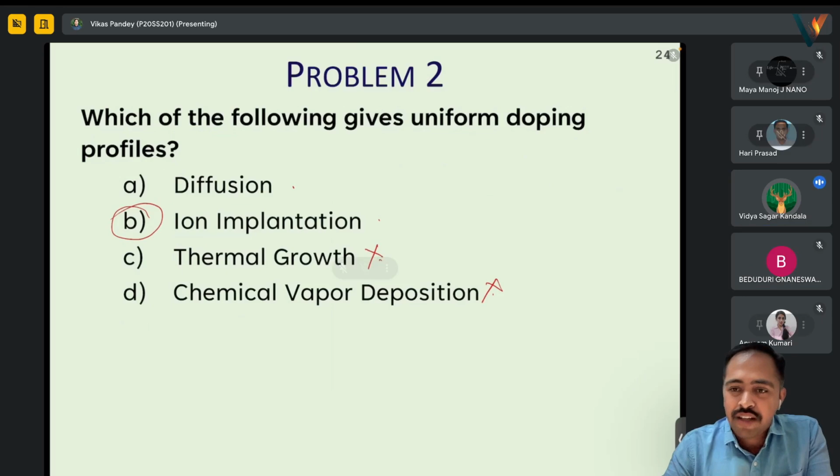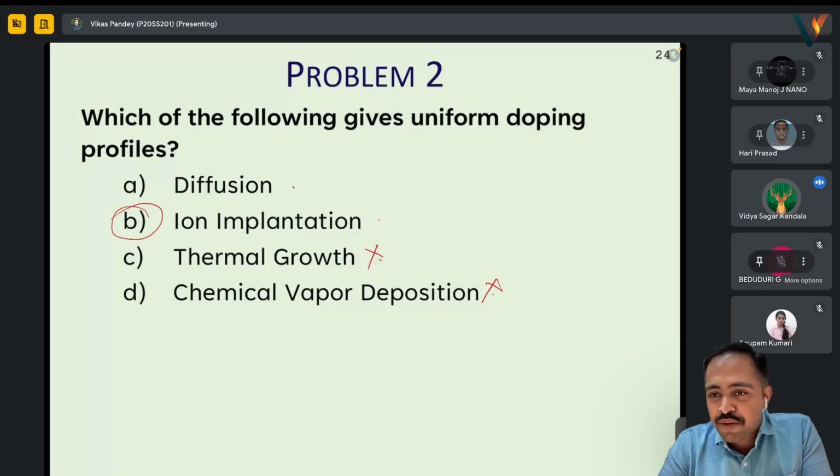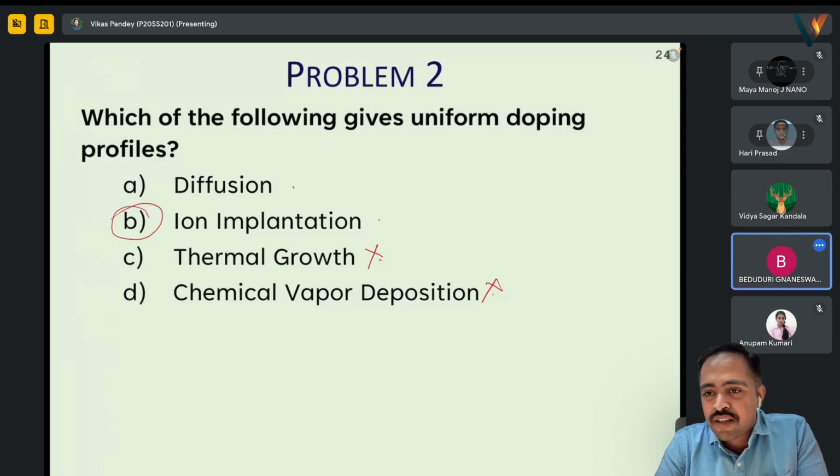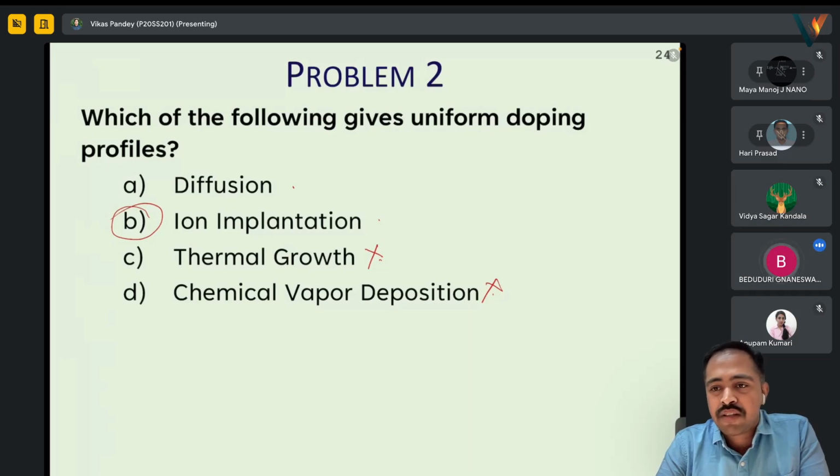Bediduri, I am not getting your complete name. Bediduri Ganeshwar, right? Yes. You were saying something. No, I think those two are used for the deposition of the layers. Deposition, yes, these are deposition techniques.